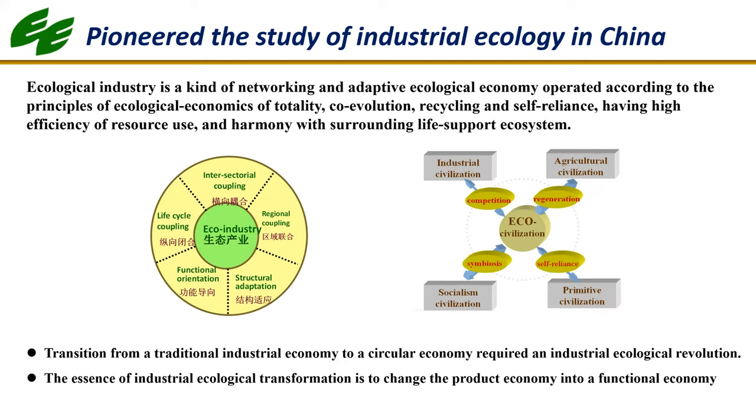He further pointed out that the transition from a traditional industrial economy to a circular economy required a revolution in the natural, social, and economic subsystems within the carrying capacity of the local ecosystem, through changing production patterns, consumption behavior, and decision instruments based on ecological economics and system engineering. The key to ecological industrial planning is ecological integration, and the key is to make a trade-off between economic wealth and environmental health, between material and spiritual civilization, and between natural and human eco-cybernetics.